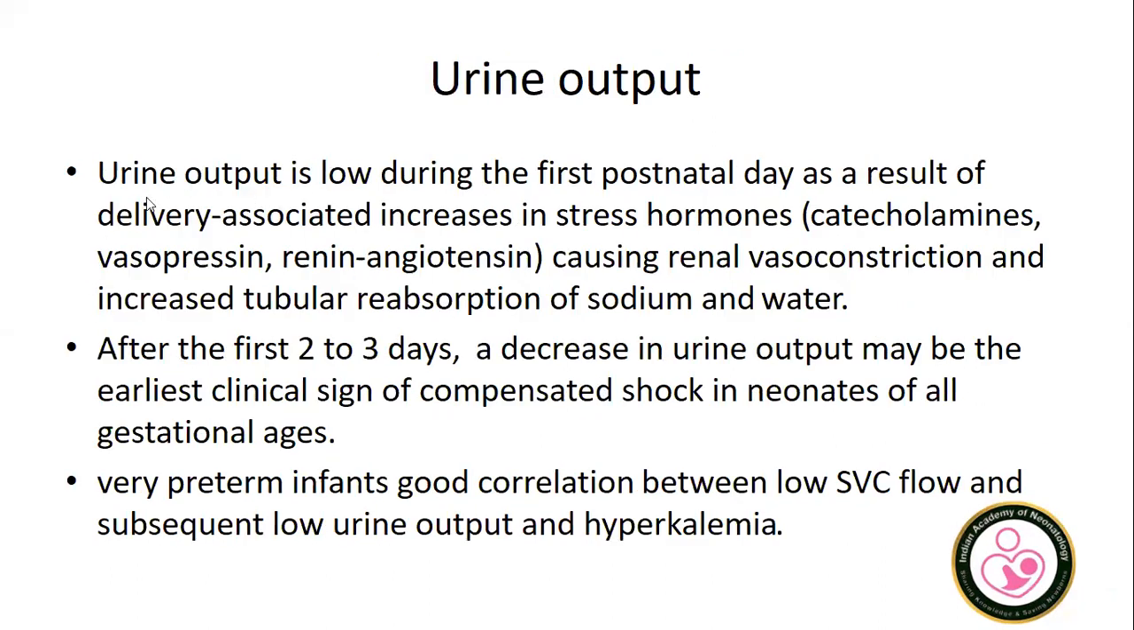How about urine output in correlating with neonatal shock? Urine output is low in the first postnatal day because there is a delivery-associated increase in stress hormones like catecholamines, renin, angiotensin, and vasopressin. This definitely causes renal vasoconstriction and increased tubular reabsorption of sodium and water. After the first 2 to 3 days, this decrease in urine output may be the earliest clinical sign of compensated shock. So on the first postnatal day, we cannot correlate urine output with shock. Very preterm infants have a good correlation between low SVC flow and subsequent low urine output and hyperkalemia, usually after the first postnatal day, at 2 to 3 days.